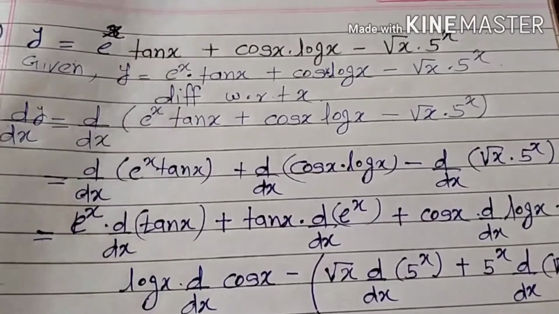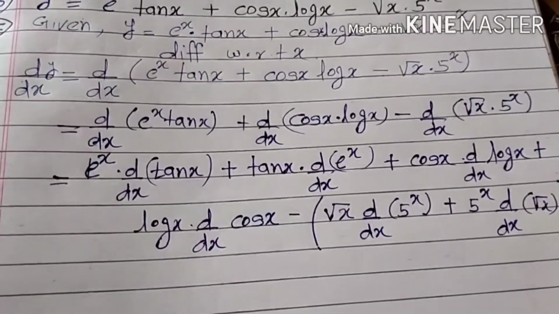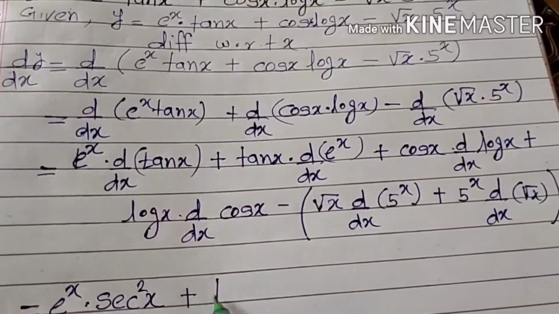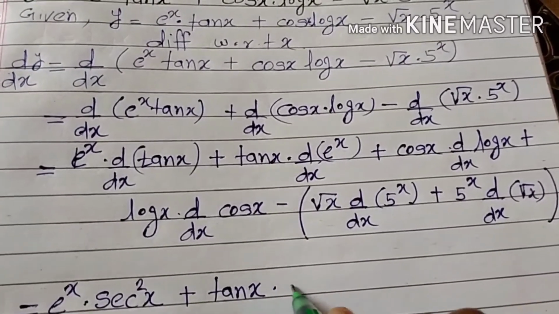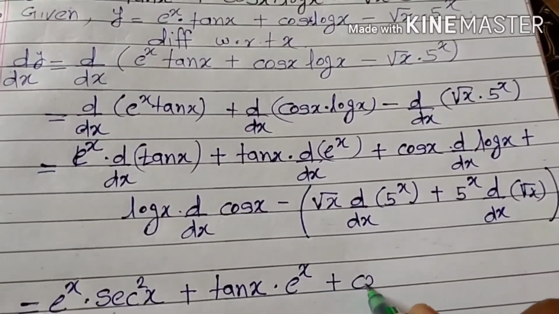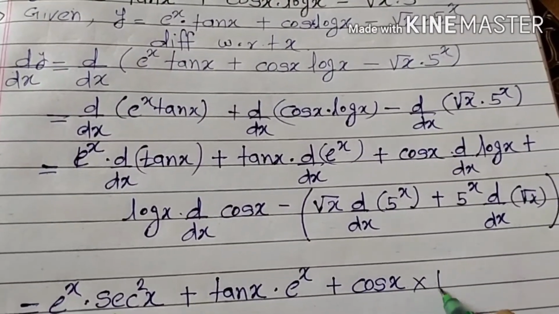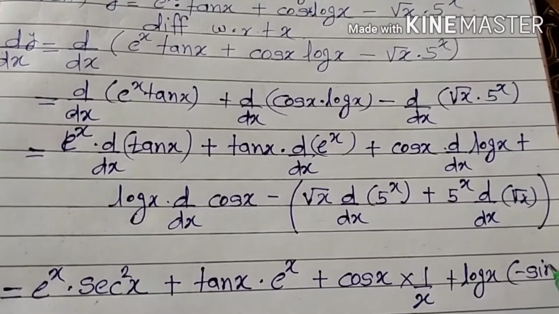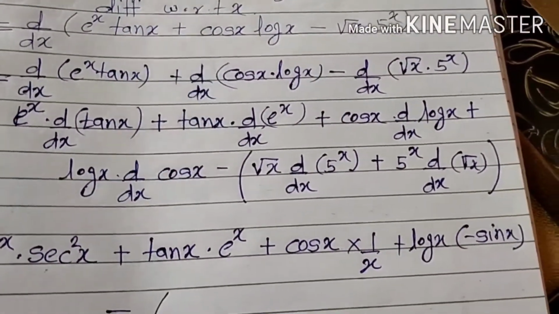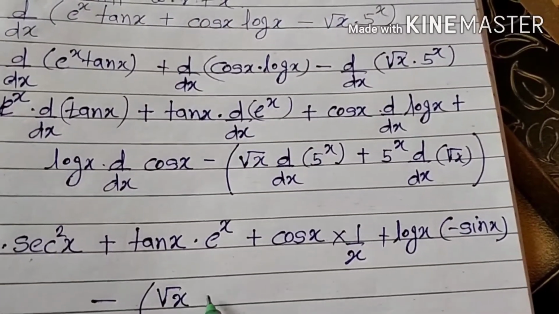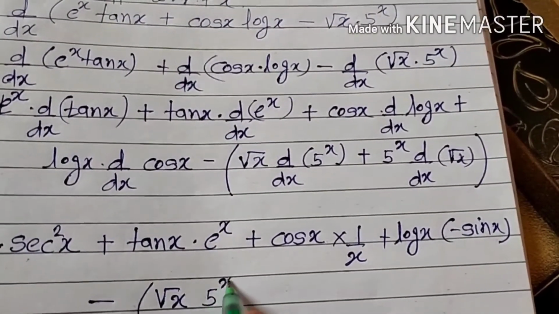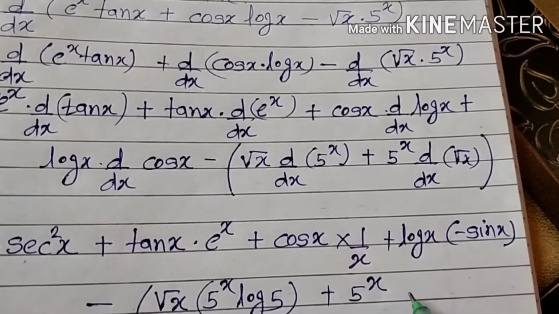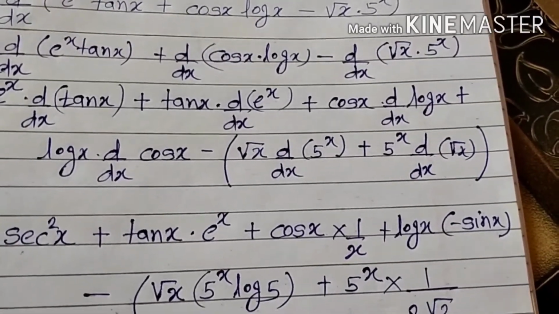Now here, derivative e raised to x as it is, derivative of tan x is sec square x, plus tan x as it is, derivative of e raised to x is e raised to x, cos x as it is, derivative of log x is 1 upon x, log x as it is, derivative of cos x is minus sin x, and this is minus root x as it is, derivative of 5 raised to x is 5 raised to x into log 5, plus 5 raised to x as it is, and derivative of root x is 1 upon 2 root x.